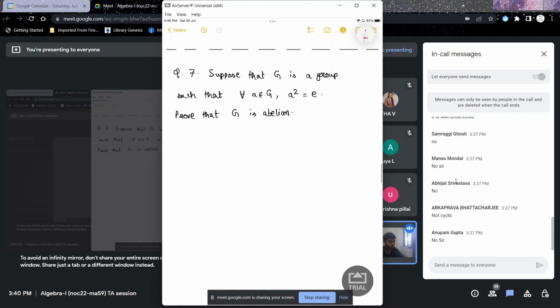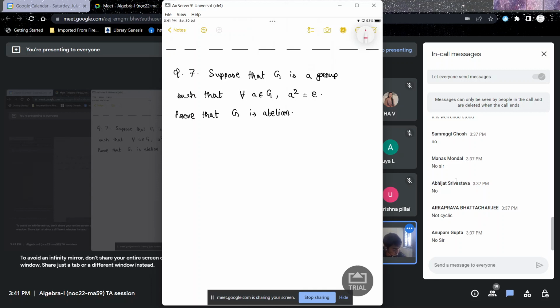So now we come to a super easy question you have previously done, maybe in your bachelor's. Suppose that G is a group such that for all elements A in G, A square is identity. You need to prove that G is abelian. This is easy, right? I'll just quickly run through the argument.